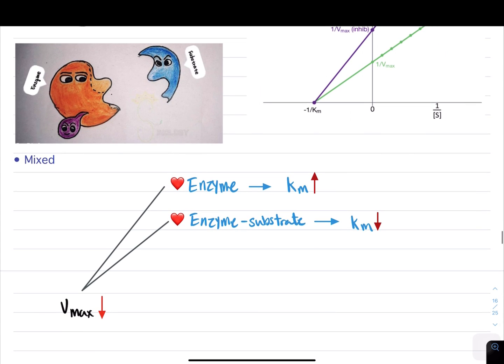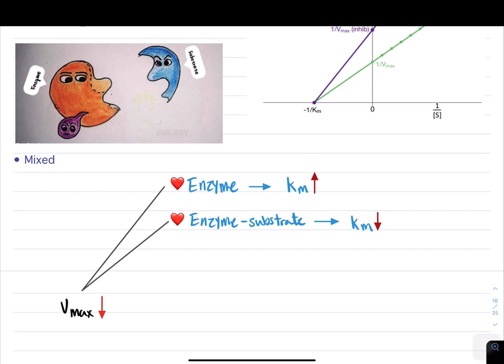Okay, so mixed inhibitors, they can bind to either the enzyme or the enzyme substrate complex, but they have different affinity for each. Because if they had the same affinity for both the enzyme and the enzyme substrate complex, they would just be like the non-competitive inhibitors, because they also bind to the allosteric site. So both of them bind to the allosteric site, but the mixed inhibitors have different affinity. So mixed inhibition does have an impact on the Km value, but the affinity of the inhibitor determines if the Km will go up or down.